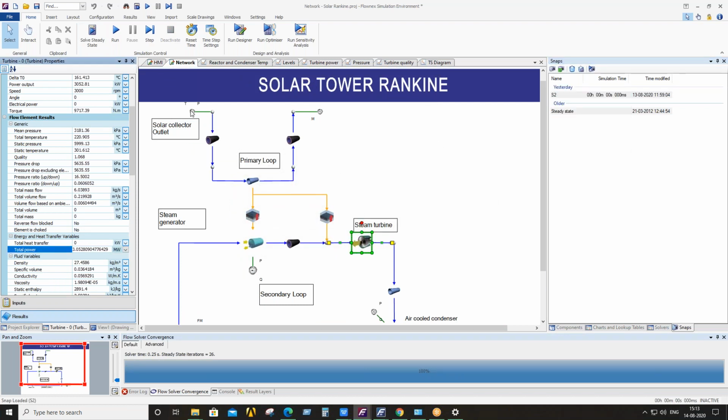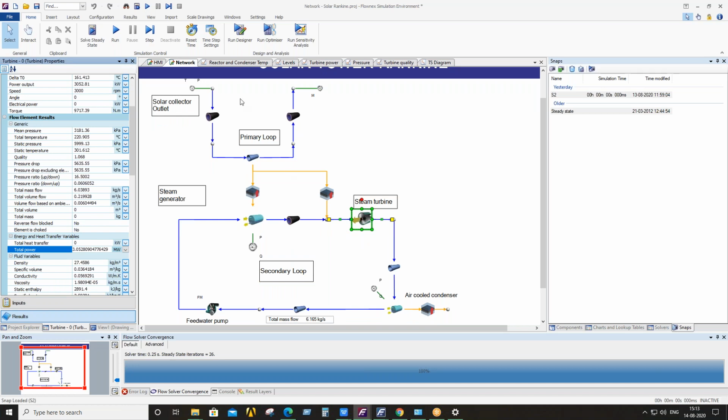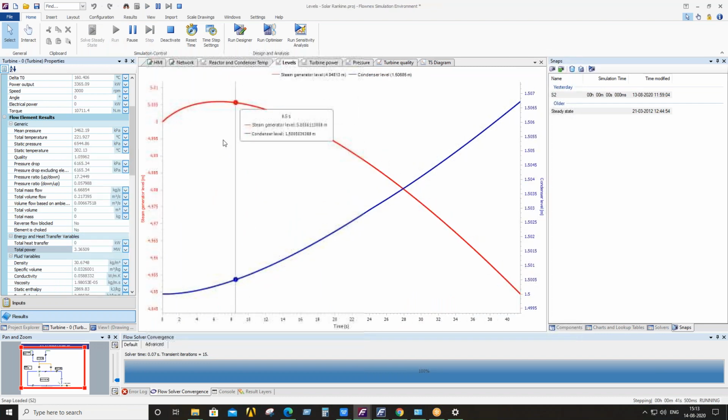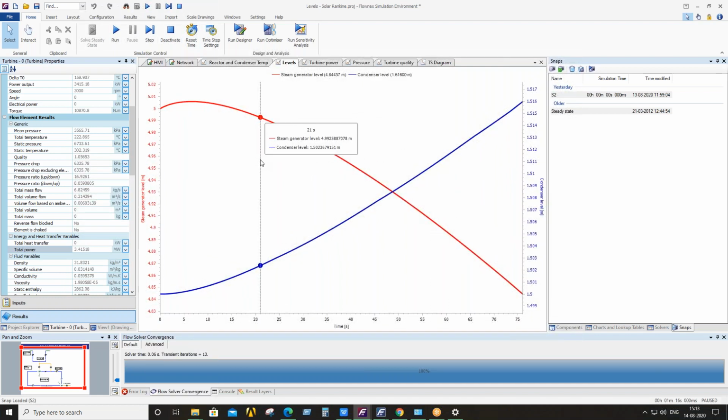Similarly, you can see the effect of temperature and pressure change or any other effect on the cycle. For example, now I'm going to change the temperature for this primary loop cycle and see what effect it will bring on the entire cycle. So here you can see I'm running the cycle. Here you can see the steam generator level changes, and the level is dropping down because the amount of heat exchange with the primary cycle reduces. Since the temperature increases, the pressure also increases inside the steam generator, and since the pressure increases, you can see the steam generator level also decreases.